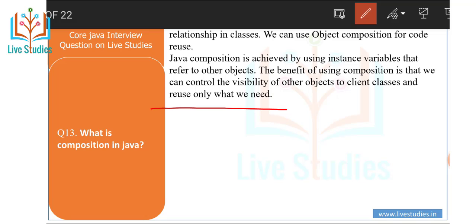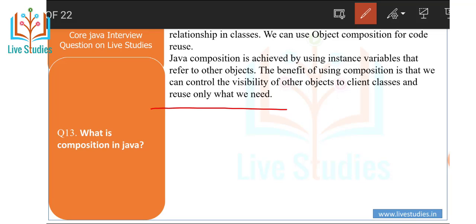Suppose in composition and aggregation, without an existing container object, if there is no chance of the content object existing, then the container and the content object are strongly associated, and a strong association is nothing but a composition.